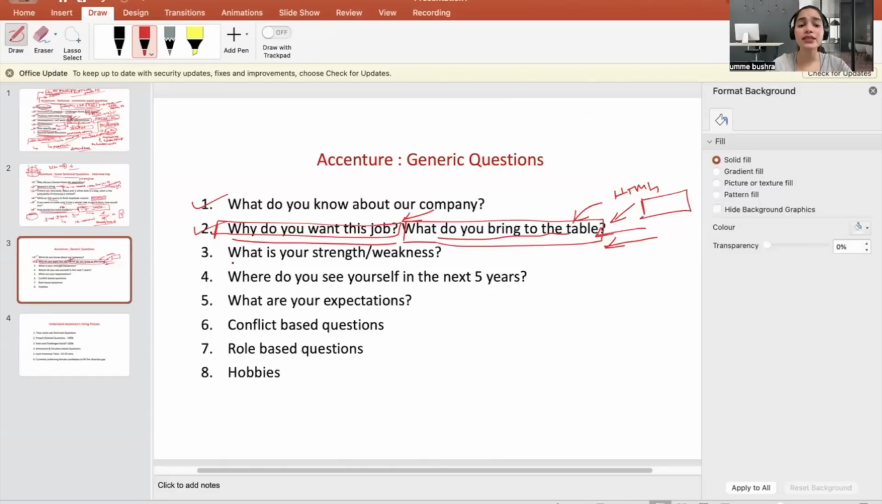Okay. Next is, what is your strength and weakness? When they ask you about your strengths, you can directly tell them what your strengths are. For example, my strength is my emotional intelligence, or how I keep calm during tough situations, or that I'm able to deal with difficult people. Whatever your strengths are, you can talk about them without any hesitation. But when it comes to weakness, there's a specific pattern that we follow and you have to know it.